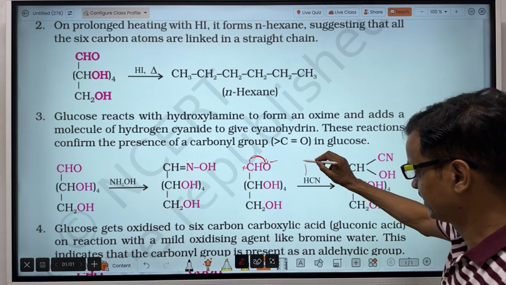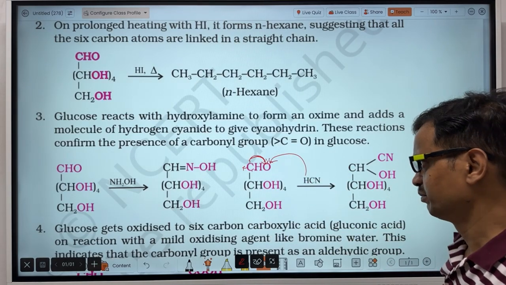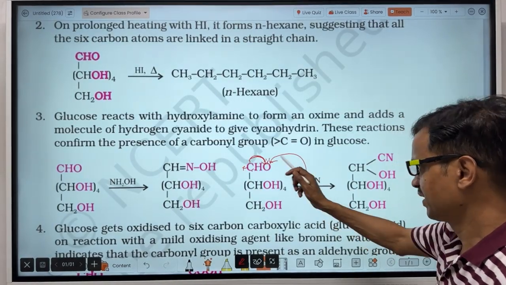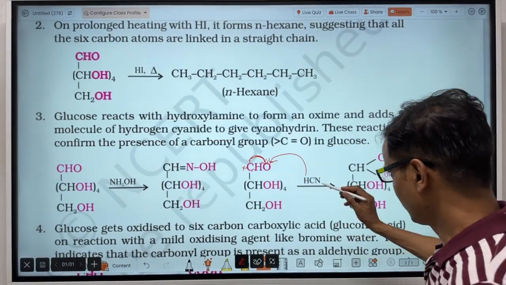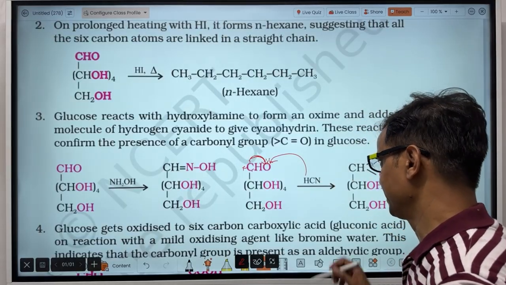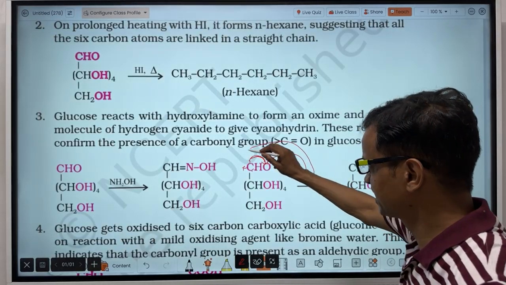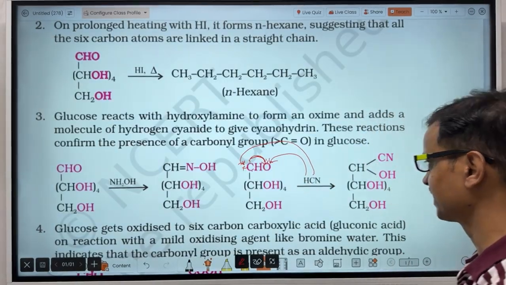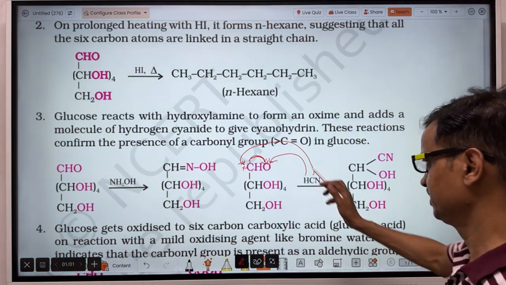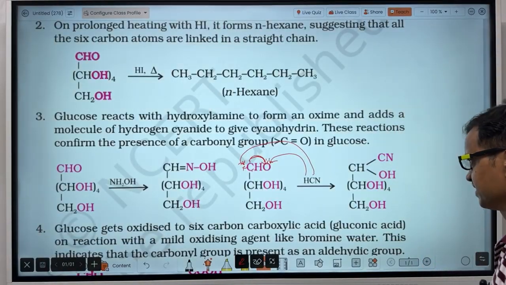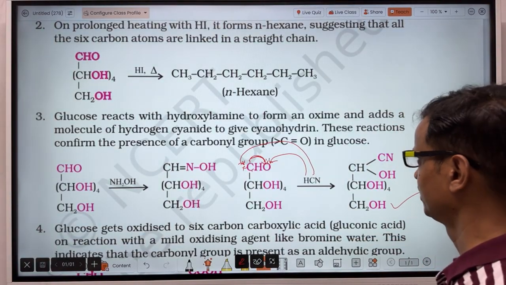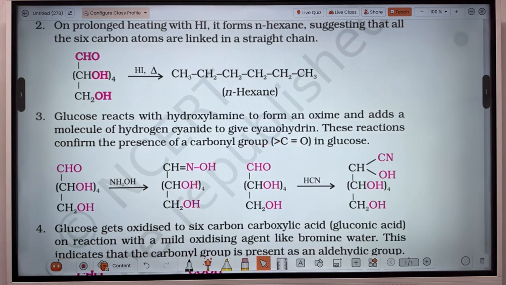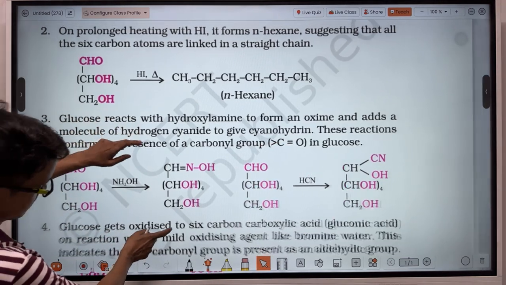Of HCN, the hydrogen will get bonded to this oxygen because there is negative charge and hydrogen has positive charge. And of CN minus, the carbon will get bonded to this carbon because the carbon-carbon bond is stronger. So this CN will get bonded to this carbon. As a result, there is formation of cyanohydrin. So cyanohydrin forms here.